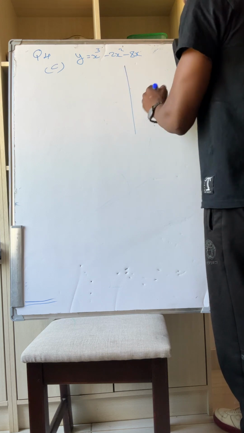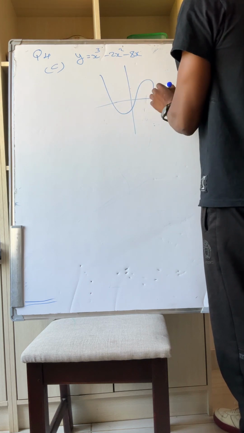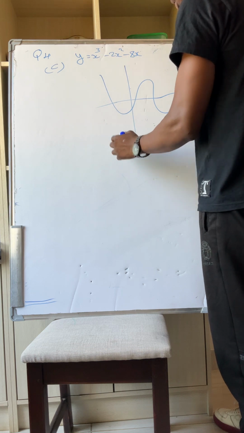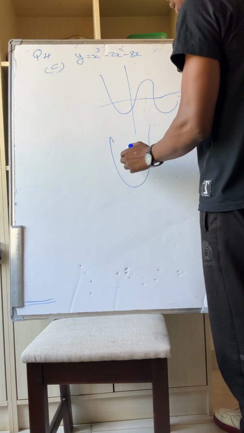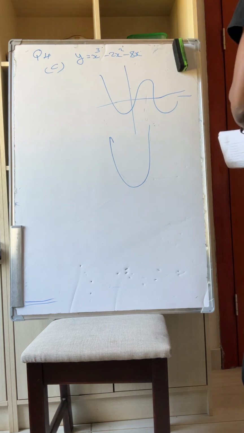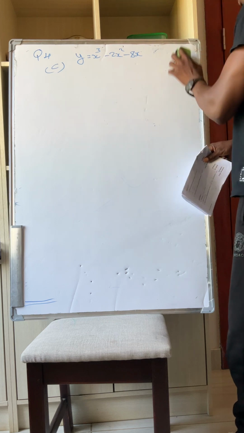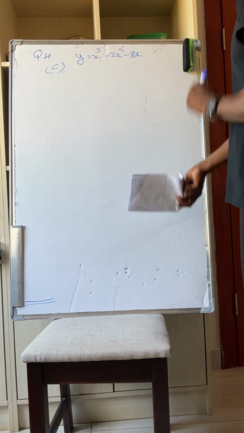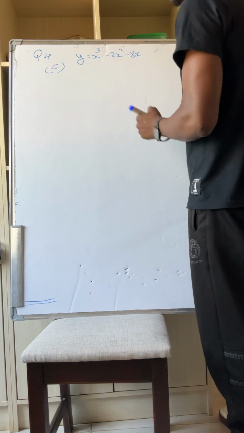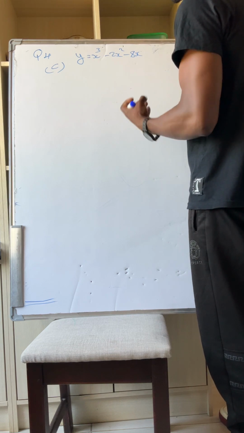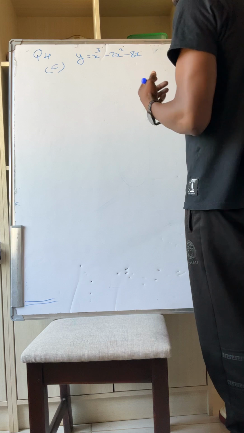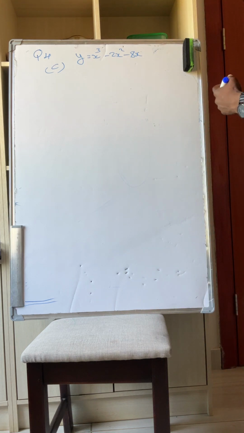I don't know how the curve will look. It's cubic, so the answers for x are supposed to be 3 answers. The first thing that I have to do is find what we call the limits. I have to find the limits of the curve.